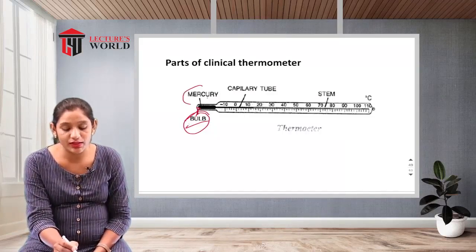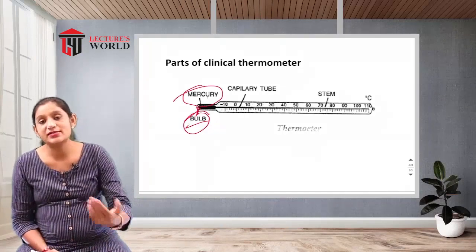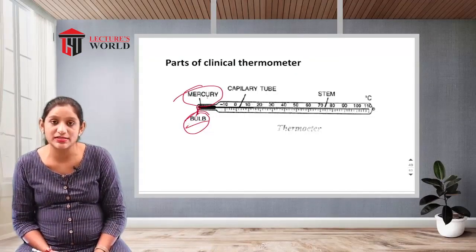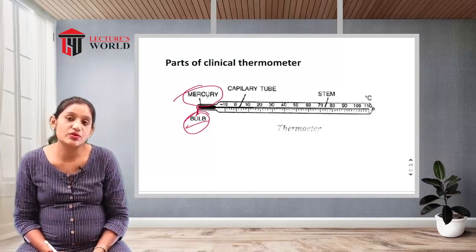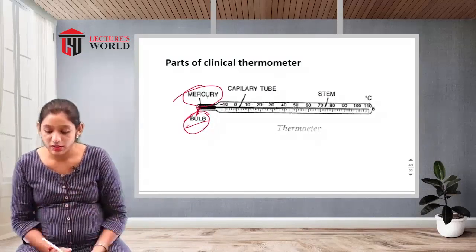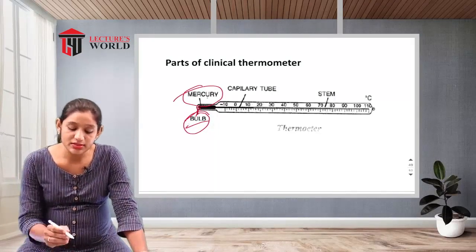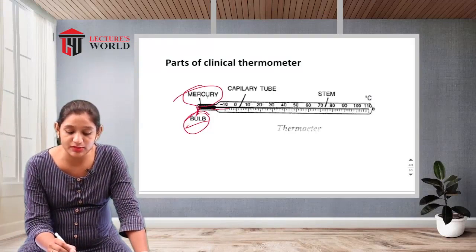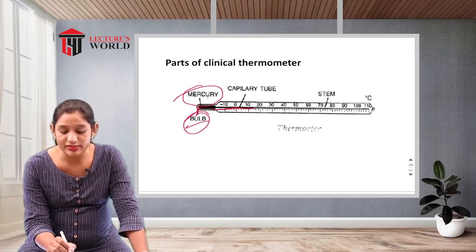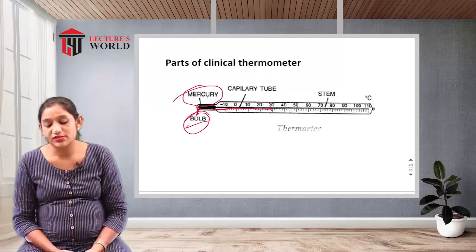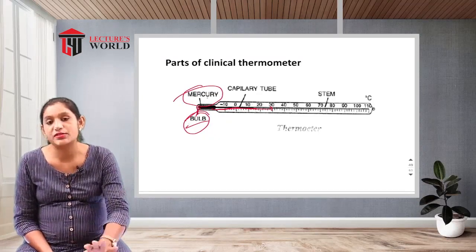This is the mercury, which rises according to the temperature, and moves forward and backward. This is the capillary tube, which the mercury passes through according to the temperature. This is the stem, and this is the thermometer. Next one.